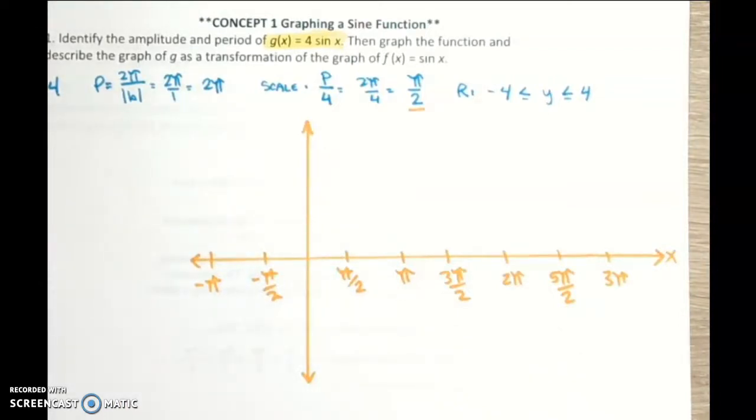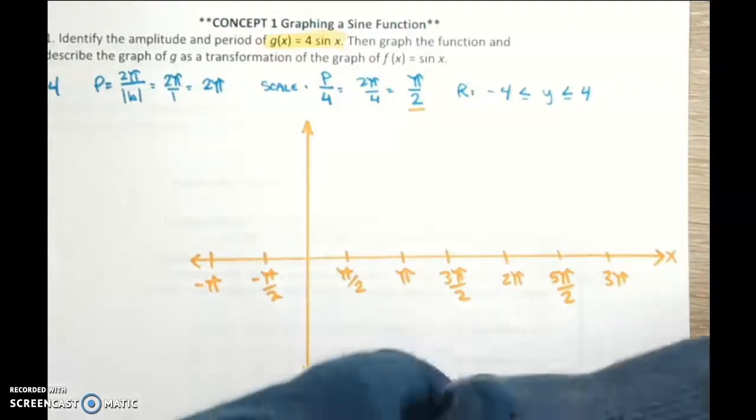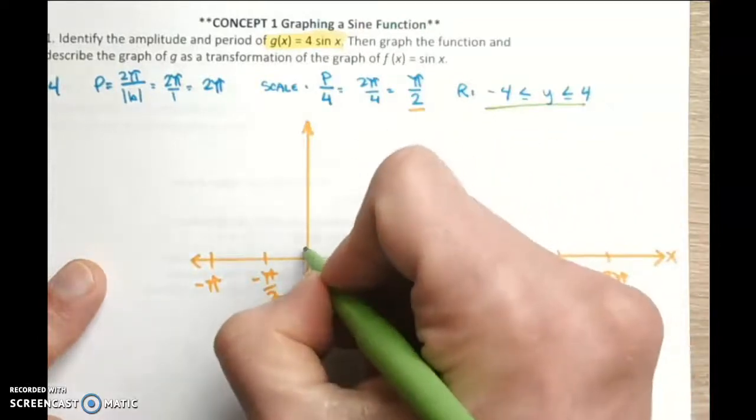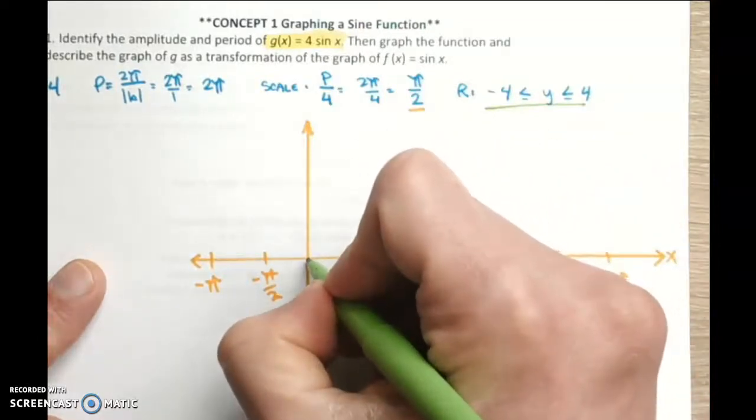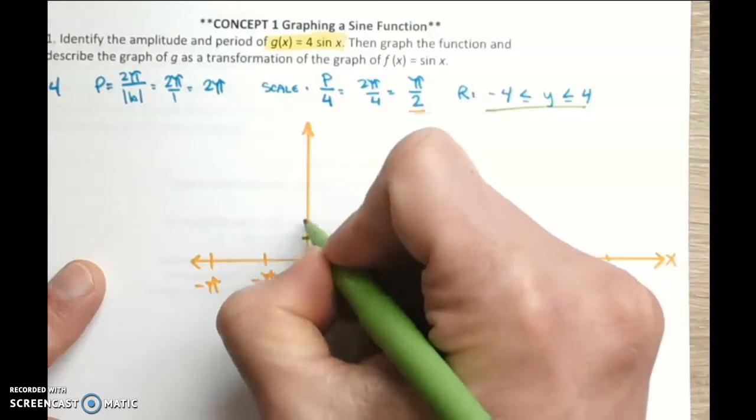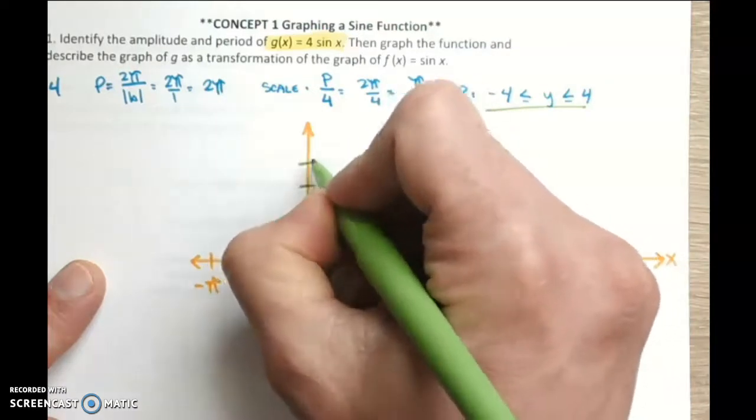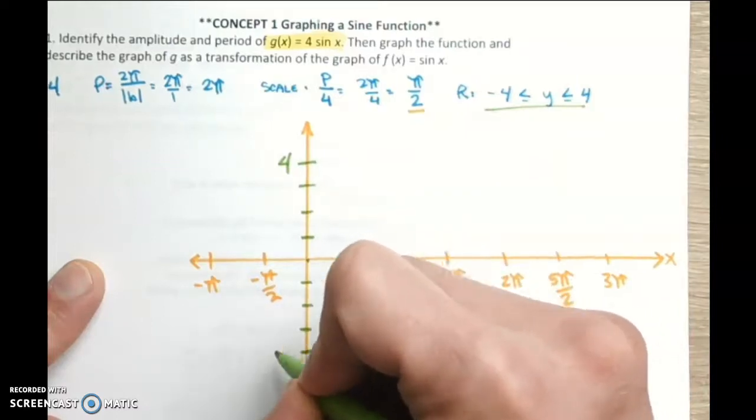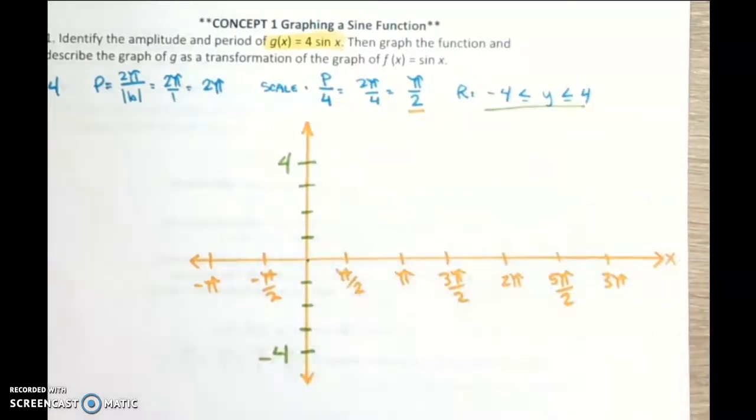Next, I'm going to go into our range right here. And basically, if my 0, 0 point is here, I go up 1, 2, 3, 4, right there, and down 1, 2, 3, 4, negative 4.